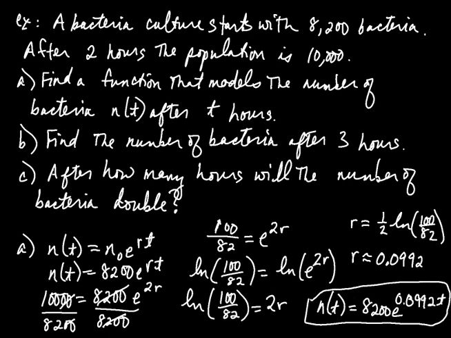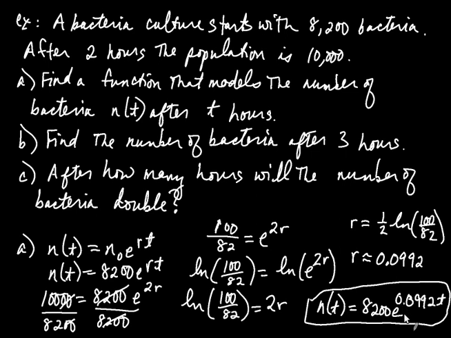Now part B, what does part B ask us to do? It says find the number of bacteria after 3 years. Now once you have this function, all you have to do is plug in 3. This function gives you the number of bacteria at any number of years. So if I want to know the number of bacteria at 3 years, I'm just going to plug in 3 for t. That's the whole point of this function. Okay, let's do that now.